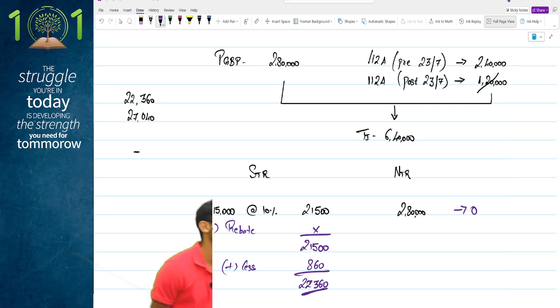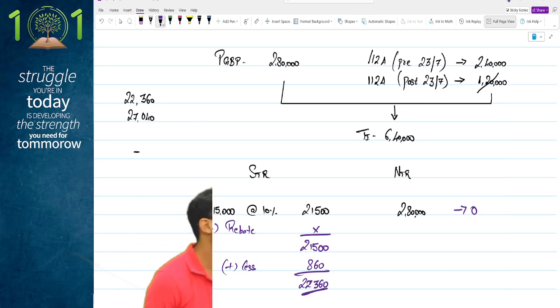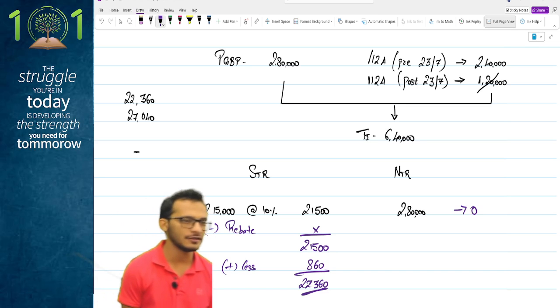Only when there is option. Clear? Clear, Monica? Make sense? So what kind of income can we set off? Any capital gains. You can only set off capital gains. You cannot set off anything else.